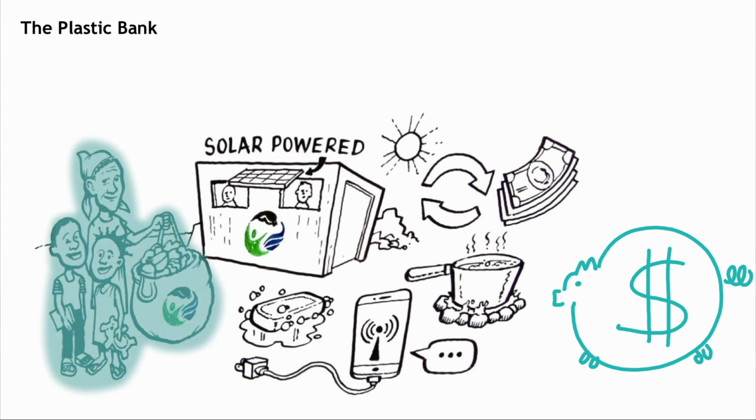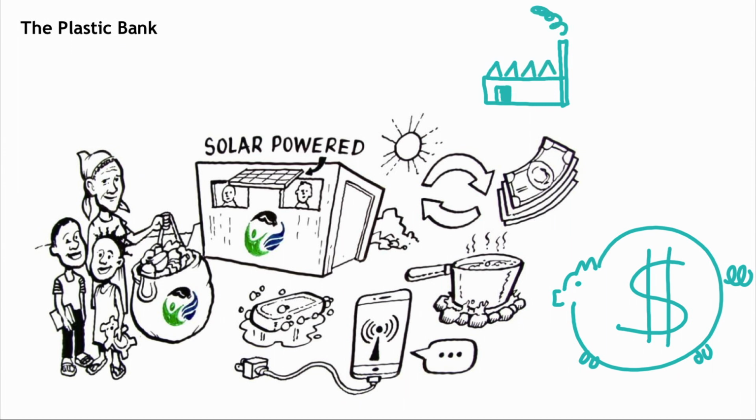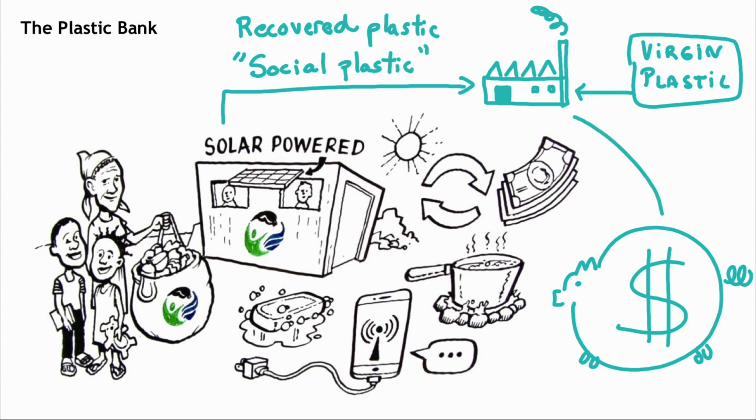Individuals who collect plastic waste can trade it for money, items, or services such as soap, electricity, or cooking fuel. Manufacturers can then decide to produce their products using virgin plastic or this recovered plastic called social plastic. The money obtained through the sales of the material to the manufacturers goes then back to the bank, closing the cycle.